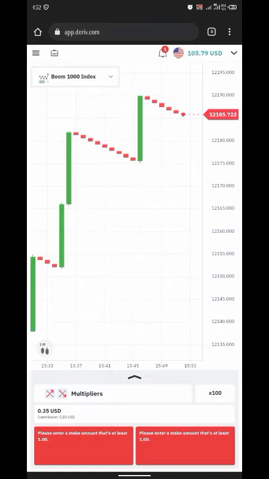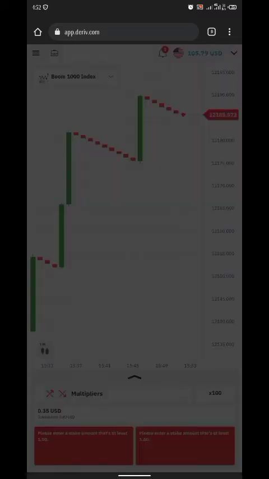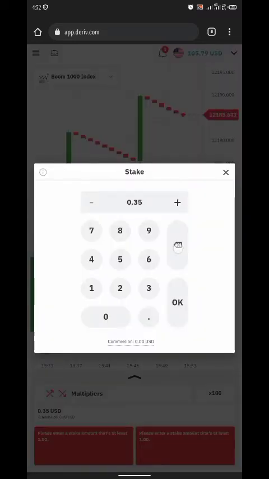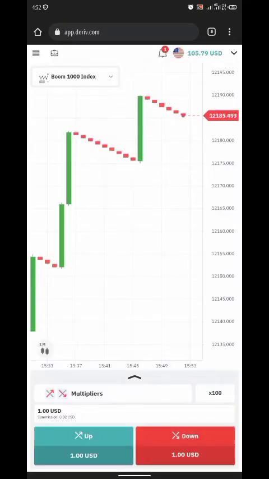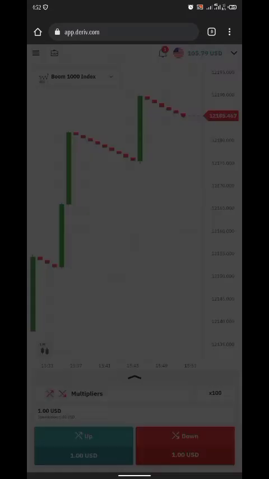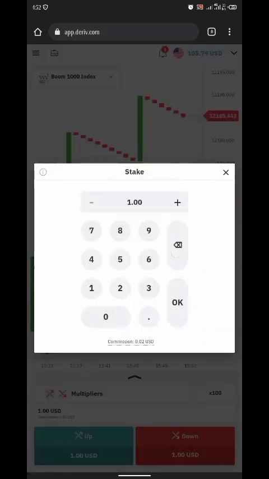So I'm going to change my stake. I'm going to be using 10, and let me use 1. Okay, so I'm going to use, let me use 10.